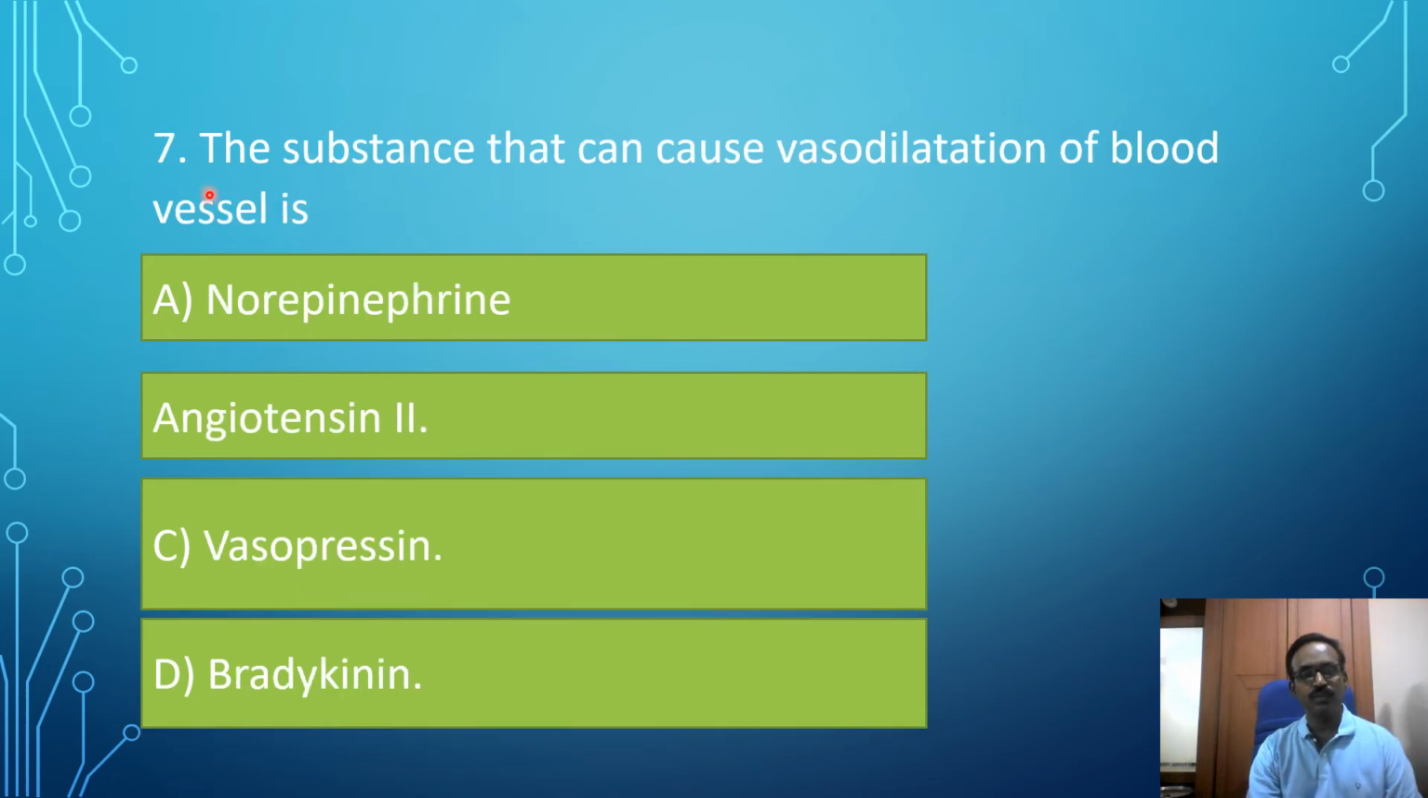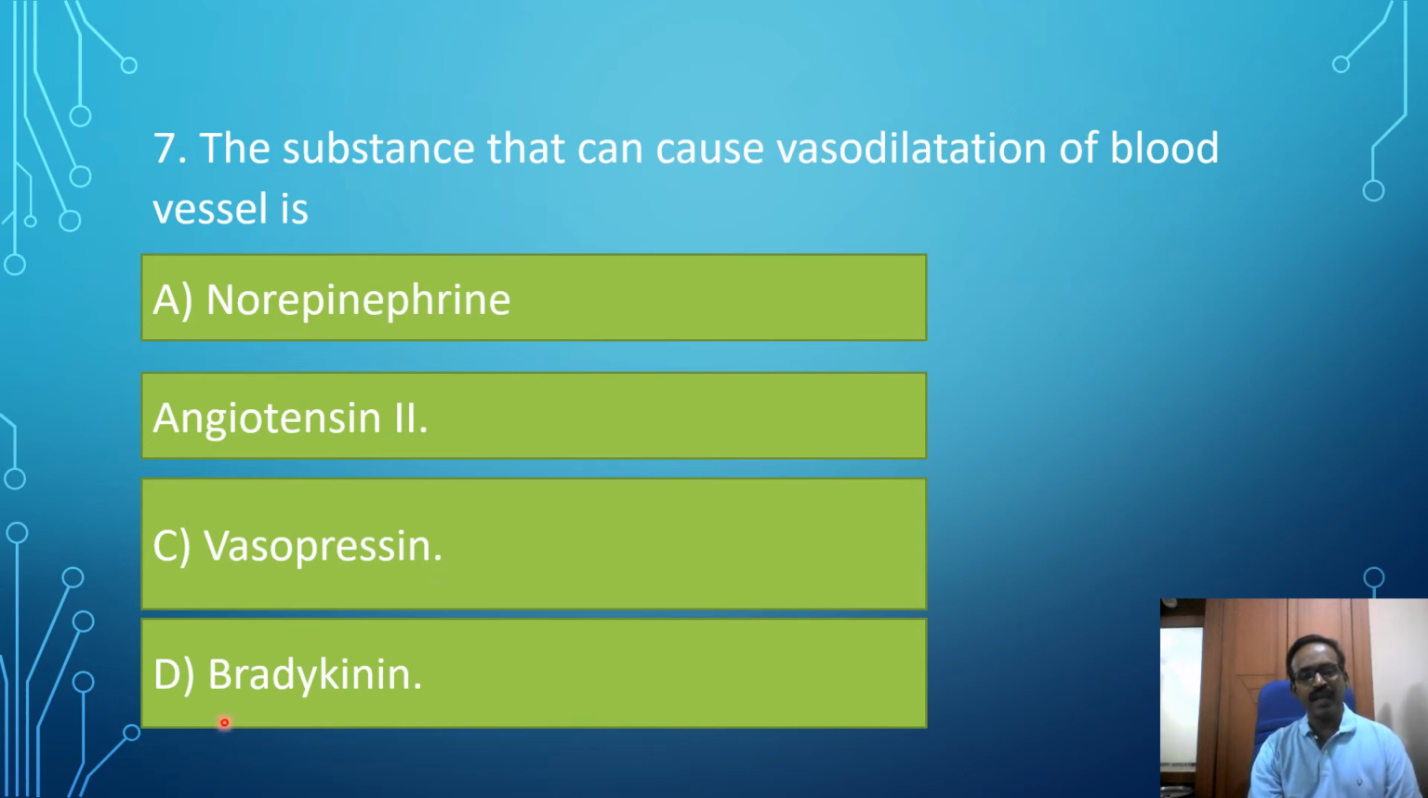Seventh MCQ. The substance that can cause vasodilatation of blood vessels is option A, norepinephrine. Norepinephrine produces vasoconstriction. So wrong answer. Option B, angiotensin 2. Angiotensin 2 also produces vasoconstriction. So this is also a wrong answer. Option C, vasopressin. Vasopressin, the name itself says it is a pressor. So it produces vasoconstriction. This is also a wrong answer.